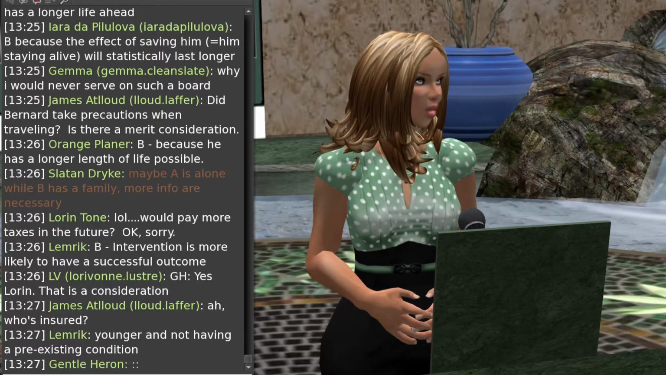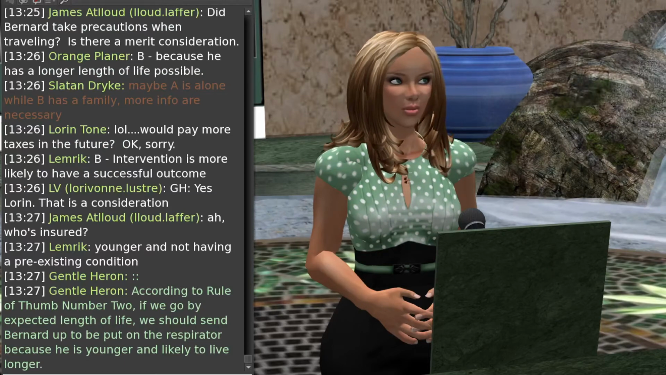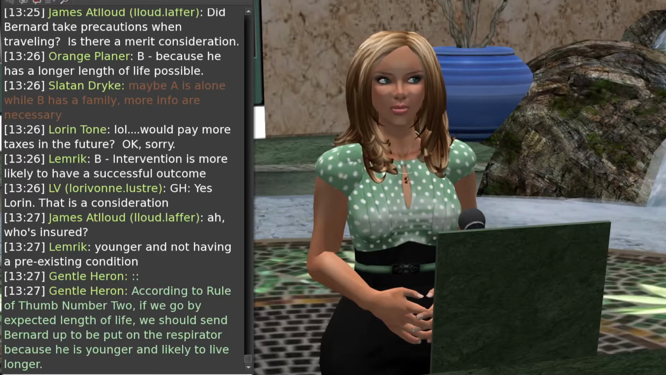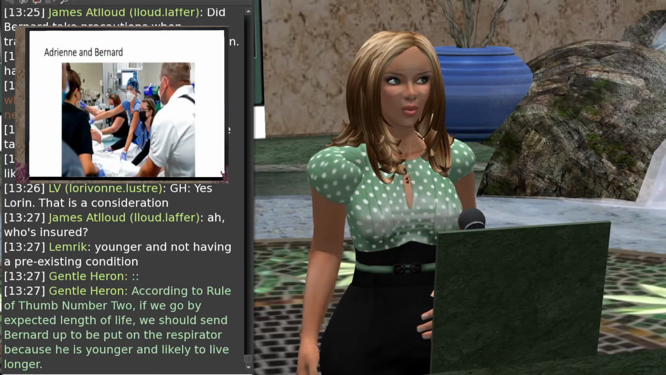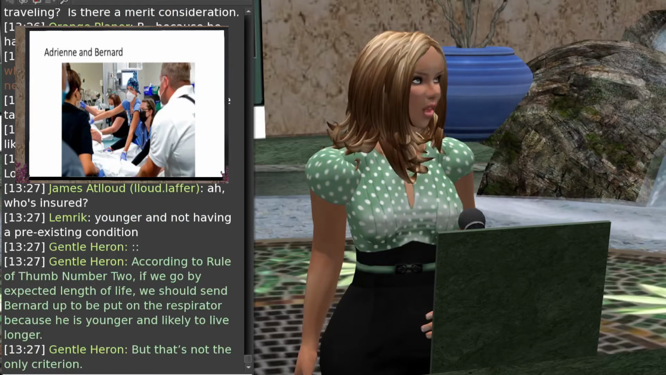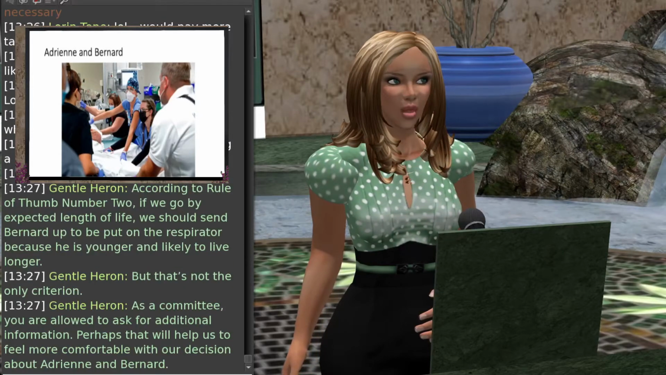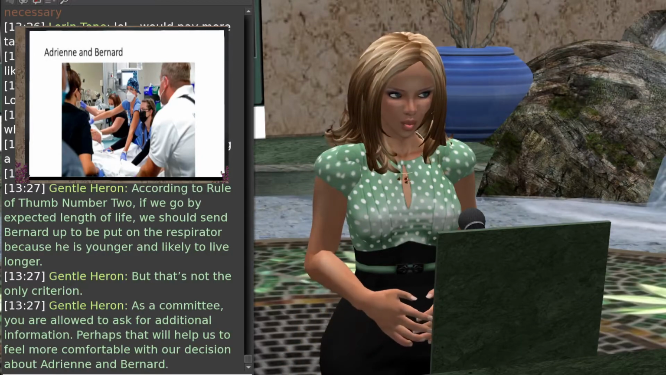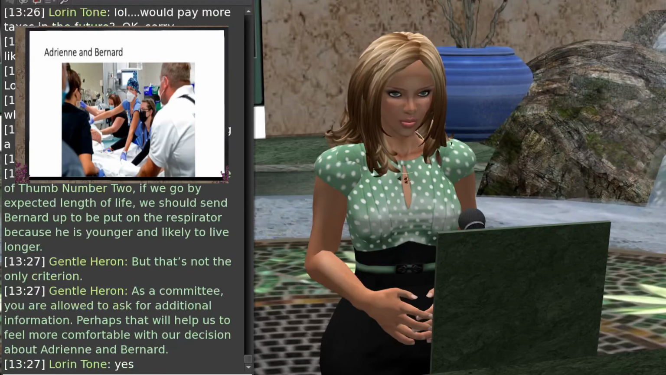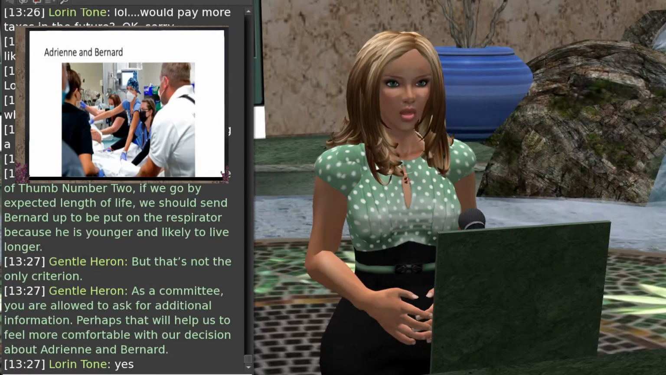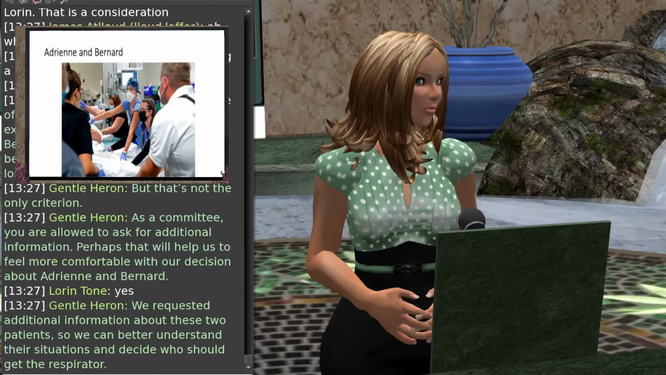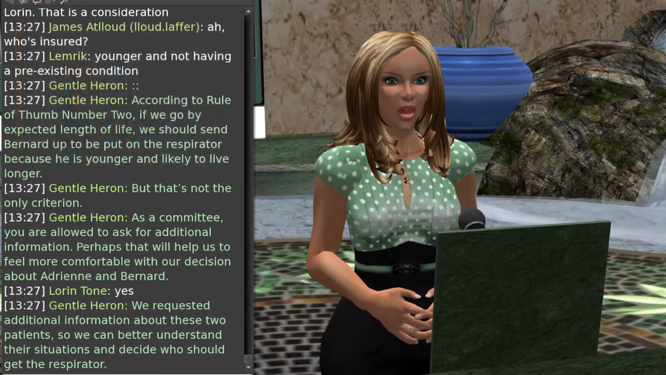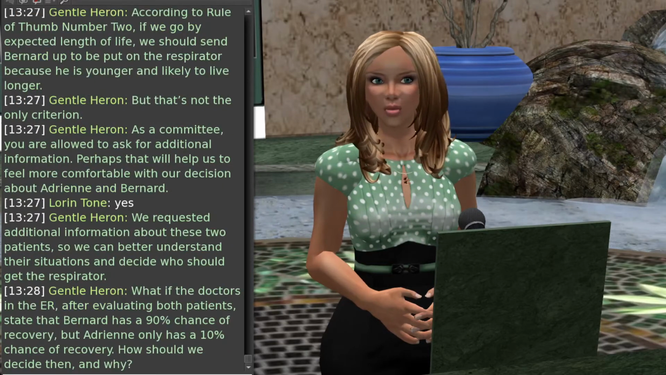So we're going to go back to thinking about Adrian and Bernard. According to rule of thumb number 2, if we go by expected length of life, we should send Bernard up to be put on the respirator because he's younger and likelier to live longer. But that's not the only criterion. As a committee, you are allowed to ask for additional information. Mook started that. Several of you agreed with Mook. Perhaps that will help us feel more comfortable with our decision about Adrian and Bernard. So we requested additional information about these two patients so we can better understand their situations and decide who should get the respirator.